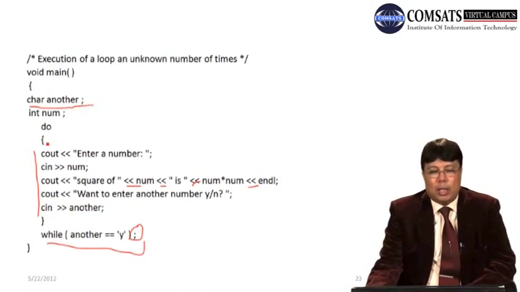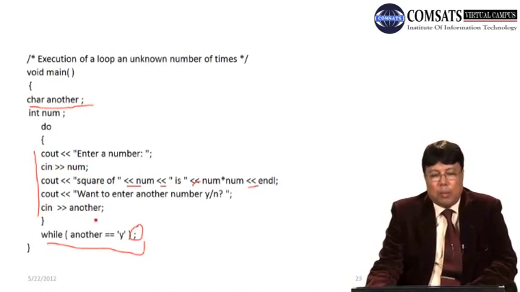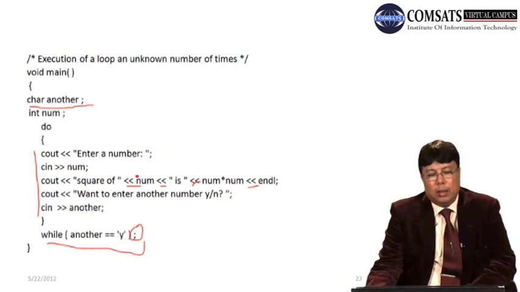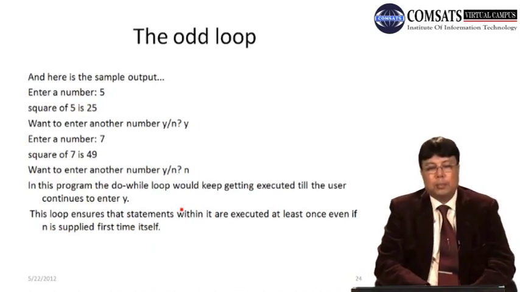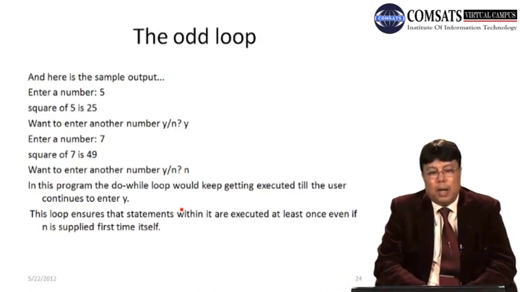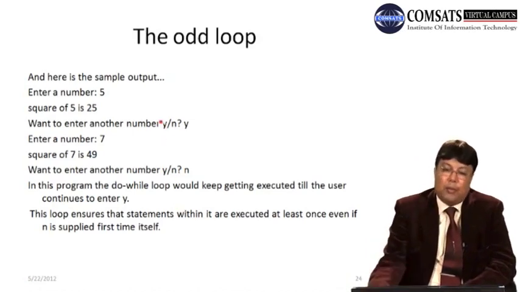So when you run this program, you enter a number, then it will give you the printout, ask you whether you want to repeat it, yes or no, then go back, keep on running it. So how will this run? This is a sample output. Enter a number, suppose you have entered 5, square of 5 is 25, your program will print, then it will ask, want to enter another number, yes or no? You said yes.